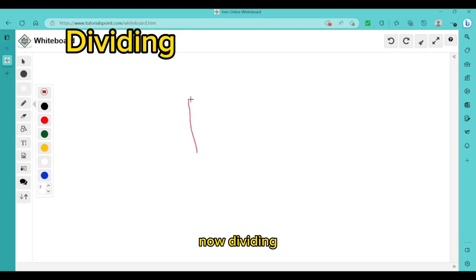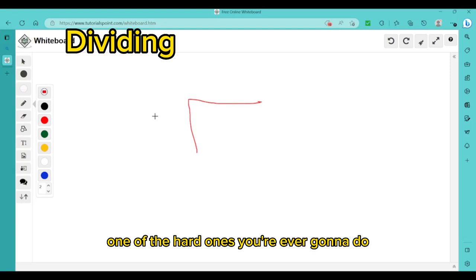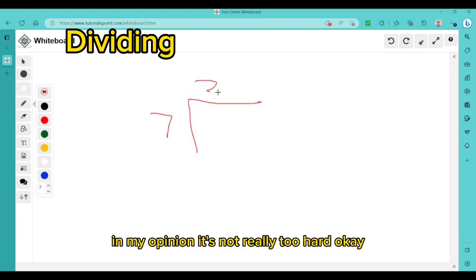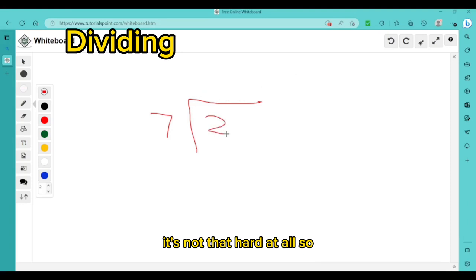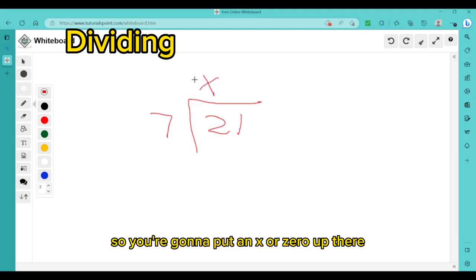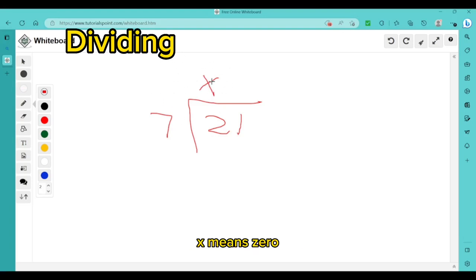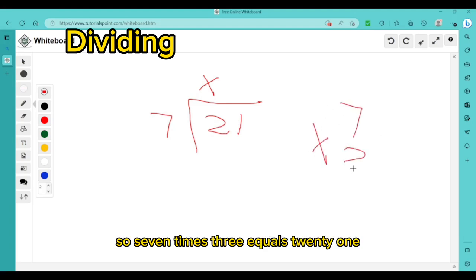Now, dividing, one of the hard ones you're ever going to do. In my opinion, it's not really too hard, okay? It's not that hard at all. So, you're going to see, is 7 smaller than 2? Of course not. So, you're going to put an X or a 0 up there. X means 0. Can 7 go into 21? Yes, 7 times 3 equals 21.